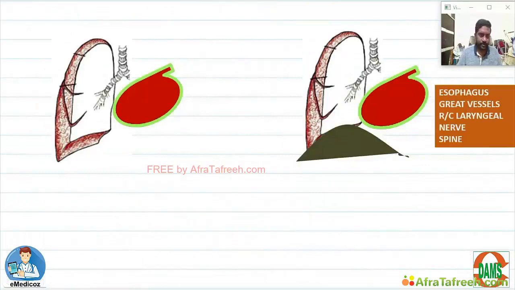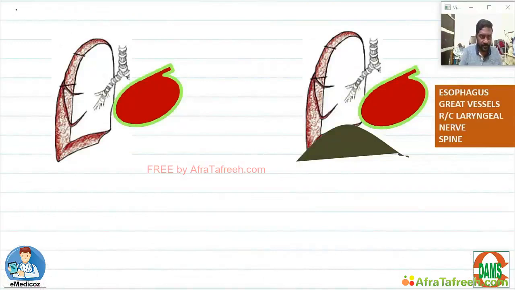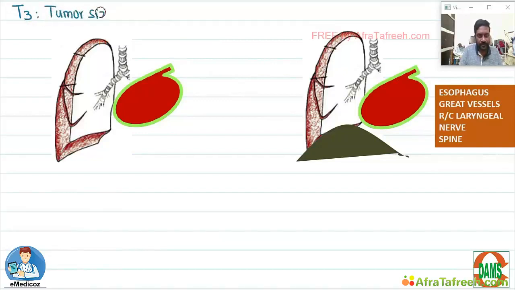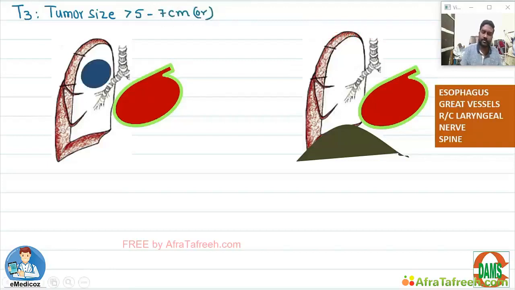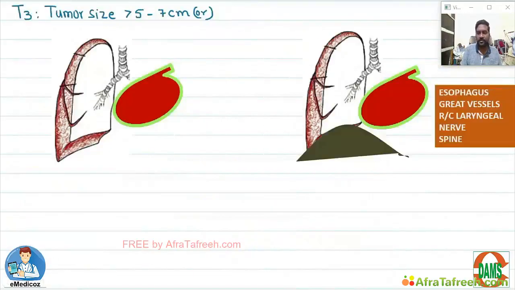Now coming to T3. Now either the size of the tumor increases or it invades more organs. So T3, tumor size more than 5 centimeters up to 7 centimeters. So this is a big tumor. When compared to previously, these were small tumors. Now it is a big tumor, or tumor invading.